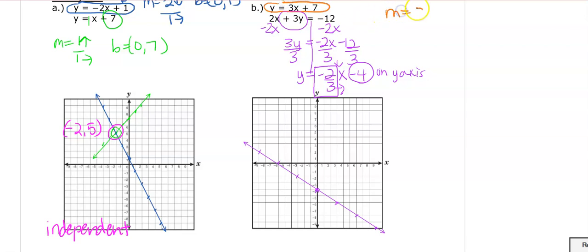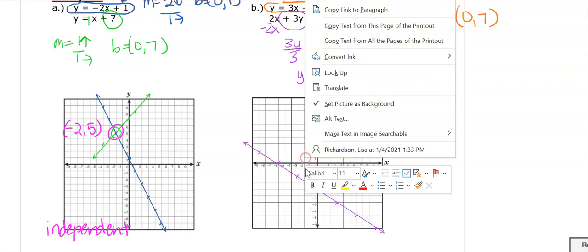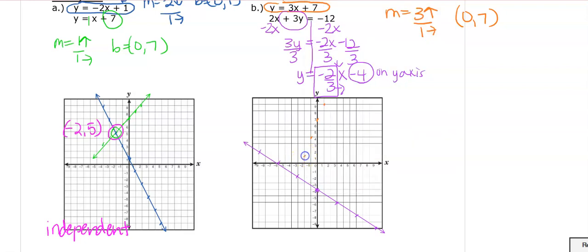So my m is going to equal 3, which means Kyle goes up 3 and over 1 because every whole number is over a 1. And he's going to start at 0, 7. So I'm going to start at 7. And I know if I go up 3 over 1, clearly I'm not going to hit that other line. And there is my point of intersection. So I'm going to go one extra point past that to give myself a nice, pretty accurate line.